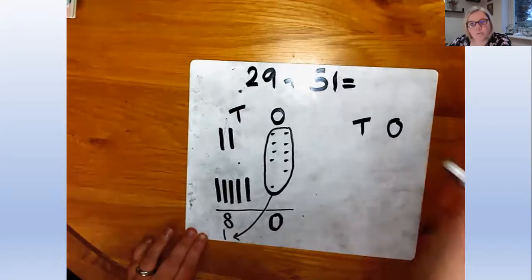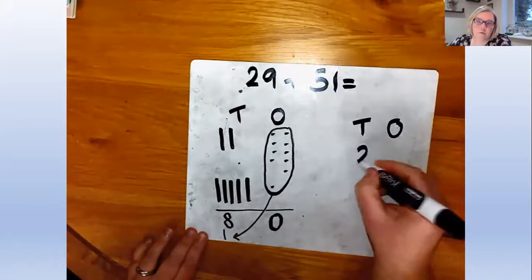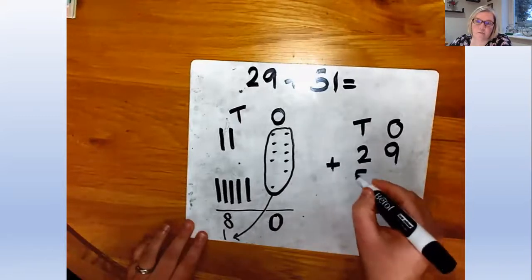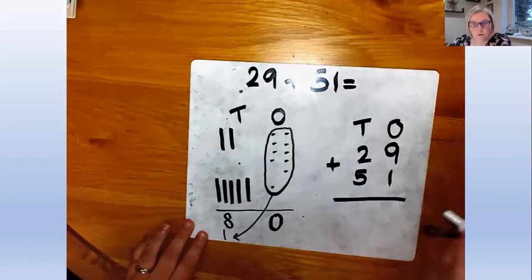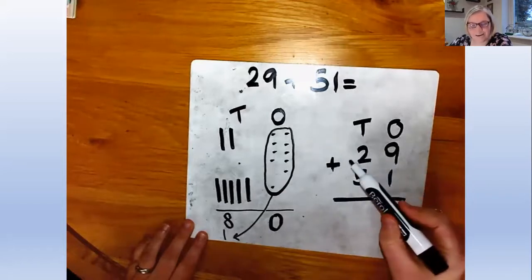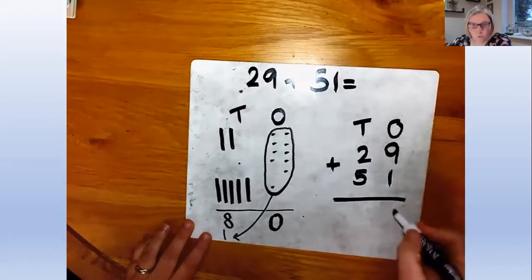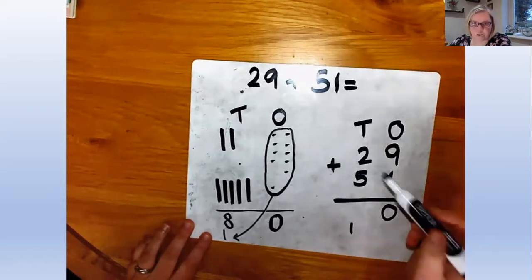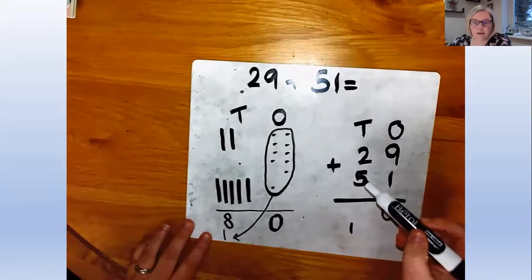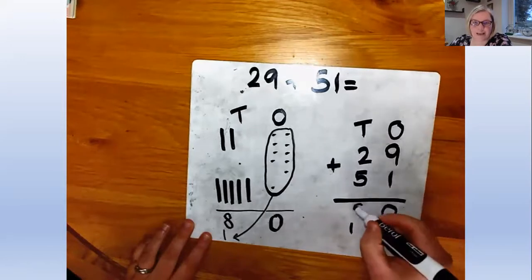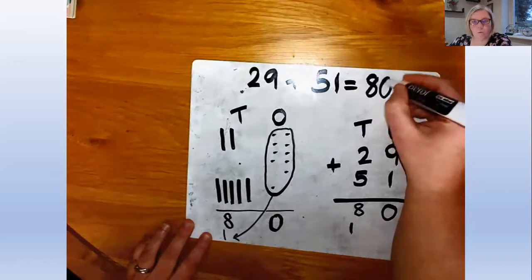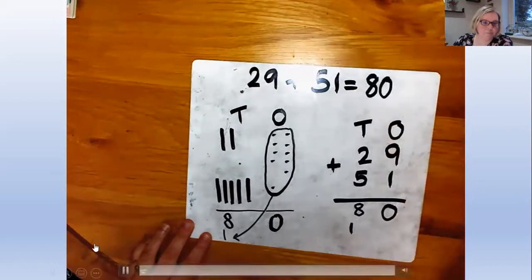Let's have a check with the formal method. 29 plus 51. 9 plus 1 is 10. So I've got no ones, but I have to put that placeholder in and I exchange my 10. Okay, and now I've got 8 in total. So I've got 2 matching answers. Well done, us.